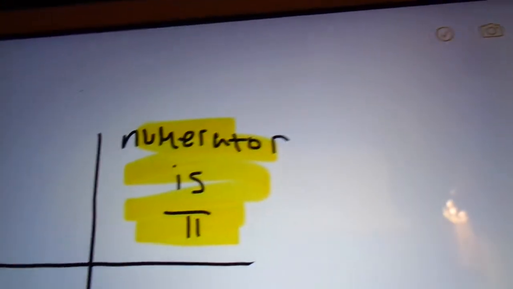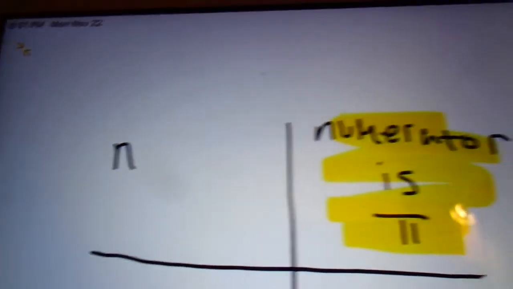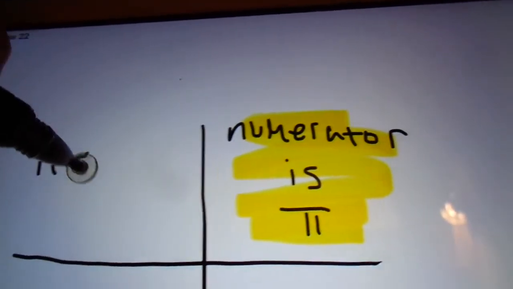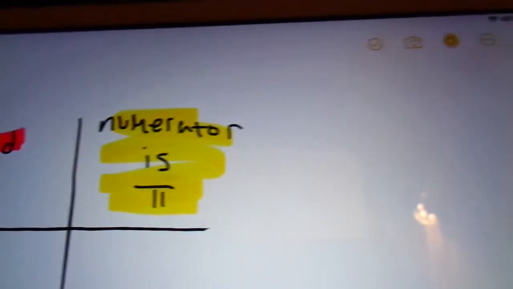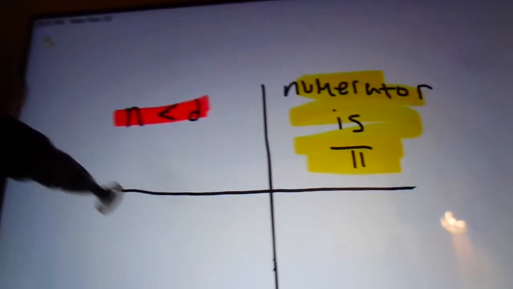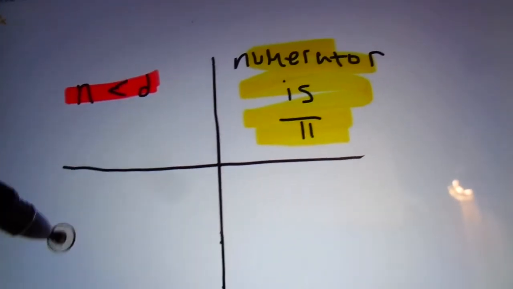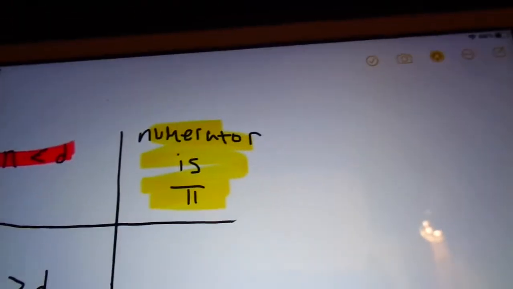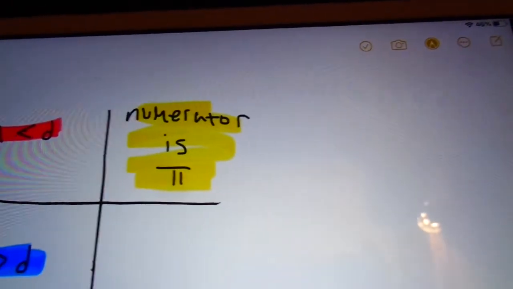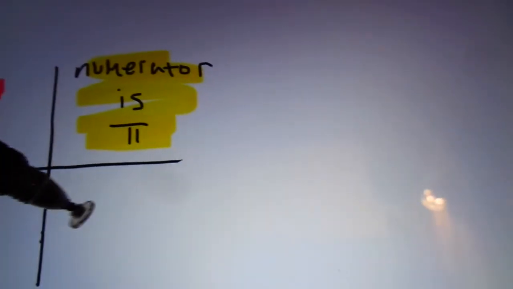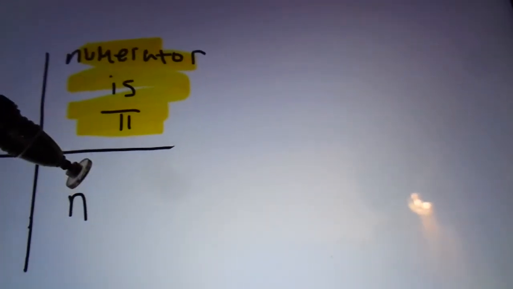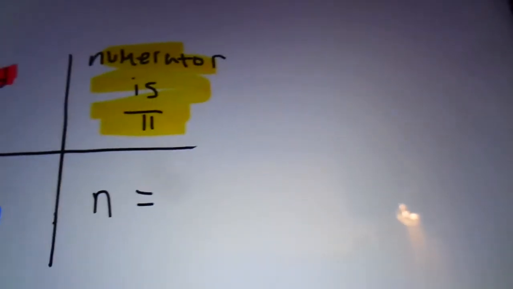Second quadrant, the number in the numerator is going to be less than the number in the denominator. So that's first, second quadrant. Then the third quadrant, the numerator will be greater than the denominator. And then for the fourth one, the numerator is going to be equal to 2 times the denominator plus 1. So if we have 2d plus 1.